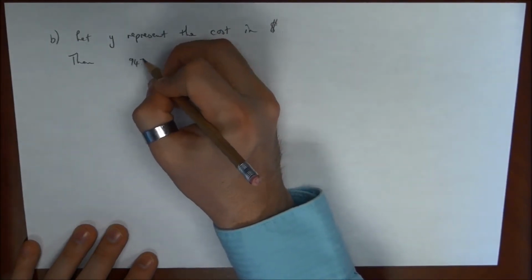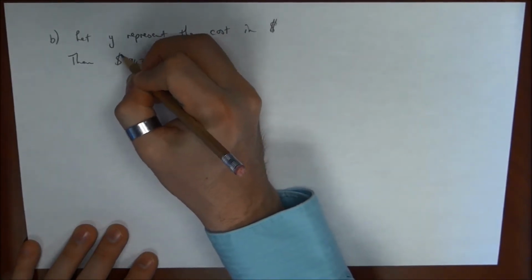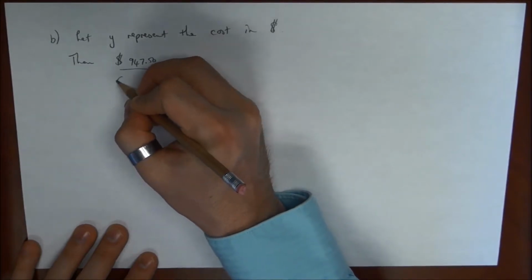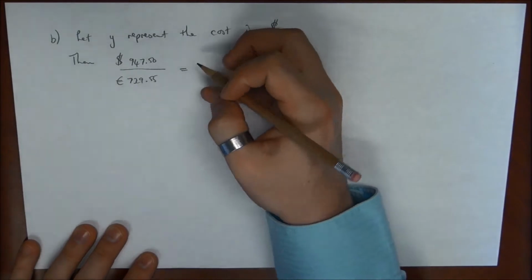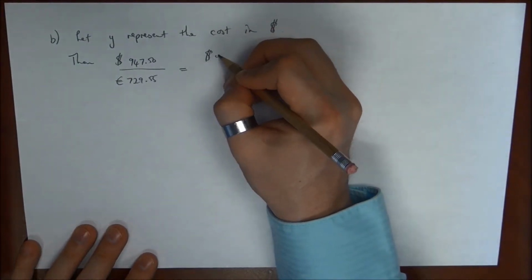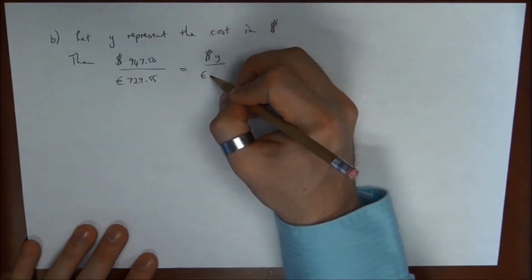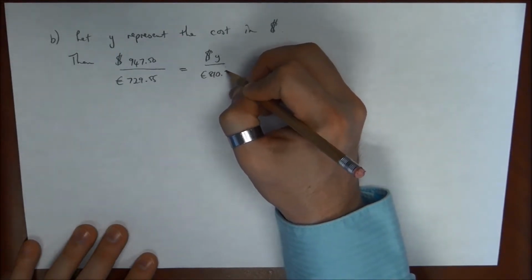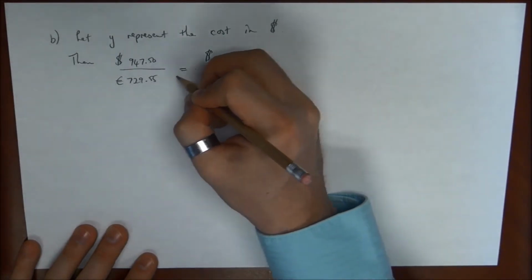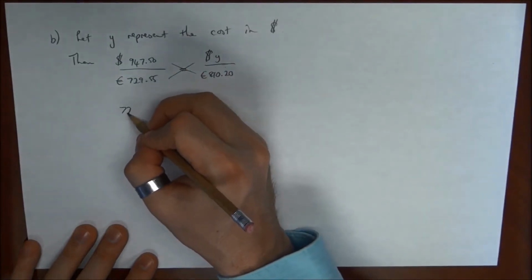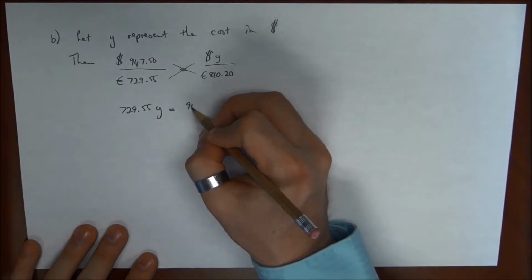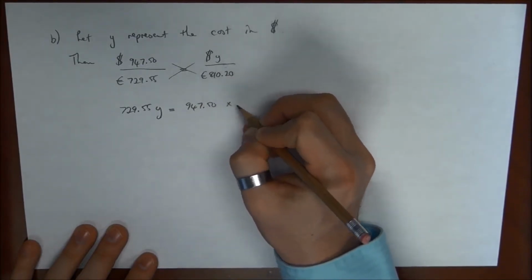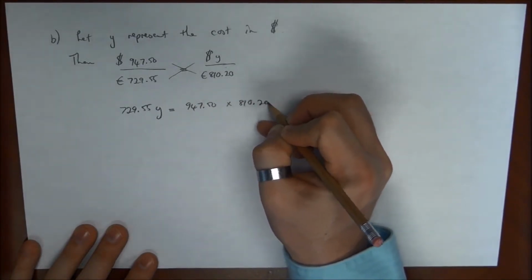Then, well, $947.50 in dollars corresponded to €729.55 in euros. Now Y dollars corresponds to 810.2 euros. Cross multiply to get 729.55Y equals 947.50 times 810.2.